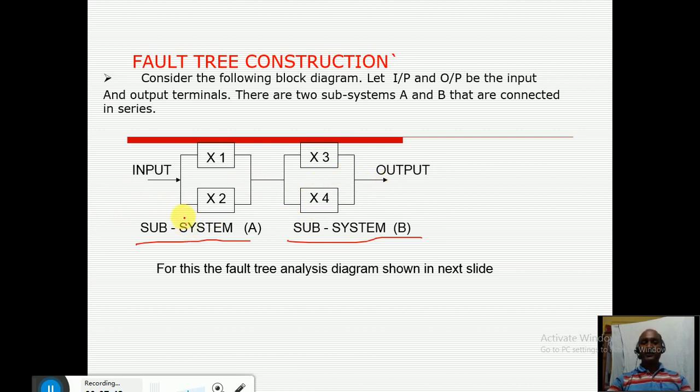But if suppose x1 element of subsystem A is failed, you can see even the circuit can be completed through this way. Okay, and now we have two ways. Even if suppose x1 is failed, so to fail the subsystem A, both must be failed, x1 and x2. Okay, so this is OR condition, and you can see between A and B, there is AND condition. But between x1 and x2, there is OR condition. Here also x3 and x4, there is OR condition.